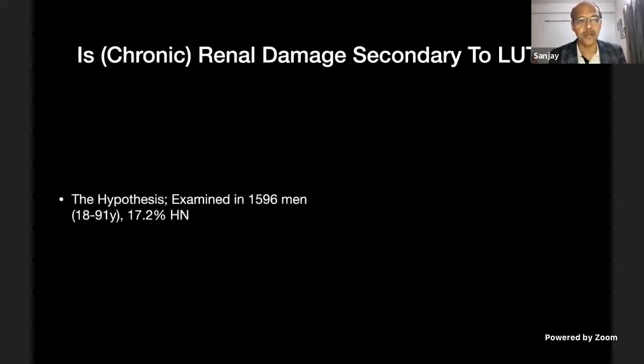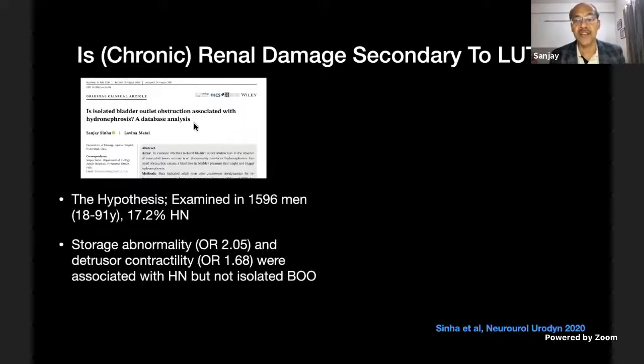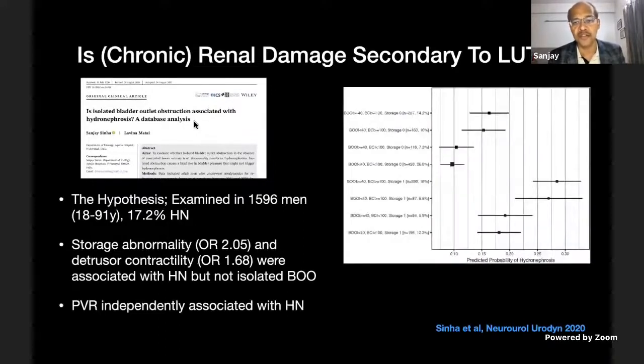But as I said, the important question is, is obstruction important or is storage important? And this is a question that we've tried to answer actually for the first time, surprisingly, because this is such a common issue in our wards, but somehow has not really been examined in literature before. And this is again from the same body of 1,596 patients, which we reported.